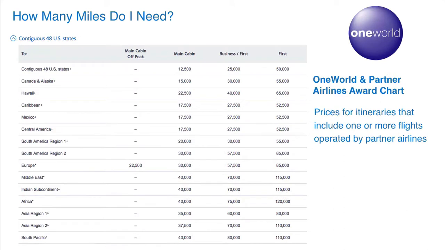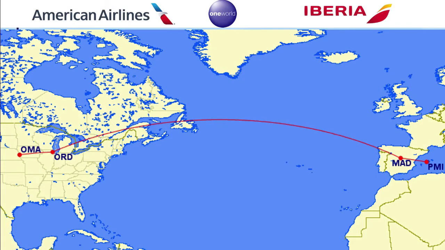If one of your flights is operated by a partner airline, you'll need to use the One World award chart. In lots of cases, the prices will be the same, but you do want to double check to make sure you have the right award chart. Let's do one more example using the trip we looked up on the One World route map in the last video from Omaha, Nebraska to Mallorca, Spain, with connections in Chicago and Madrid. Now, since the last flight from Madrid to Mallorca would be operated by Iberia, we know we need to use the One World Partner Award chart.